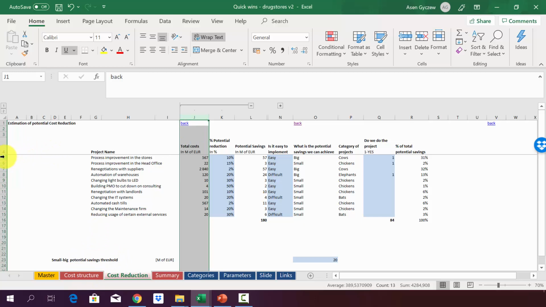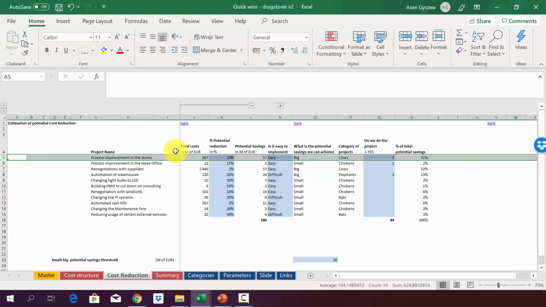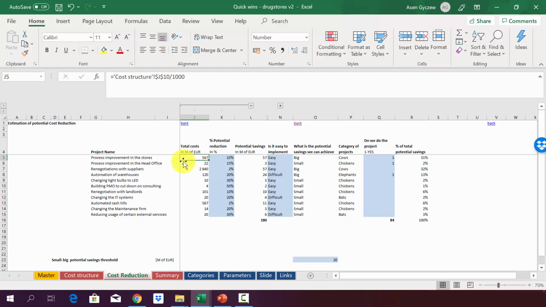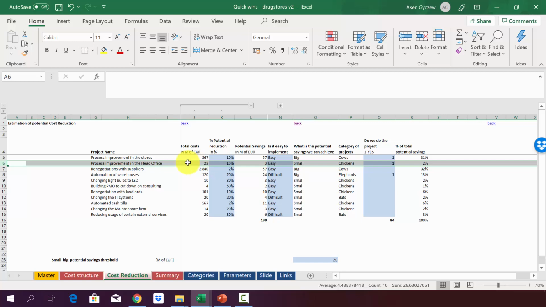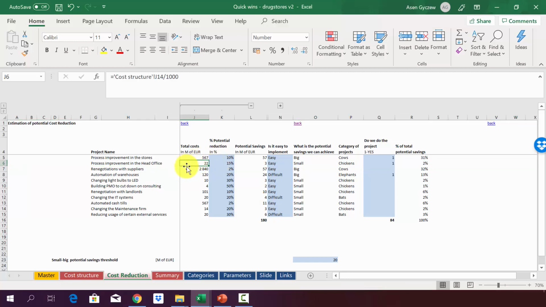So for every project, we've got the base. For example, in the case of process improvement in the stores, the base, the cost position, is the cost of labor. And this is worth 567 million. Obviously, here we mean only labor in stores. In the case of the head office, it's 22 million, and this is again just labor in head office. So this is how we got the total cost position. For every project, we find the cost position that is the most relevant in this case.